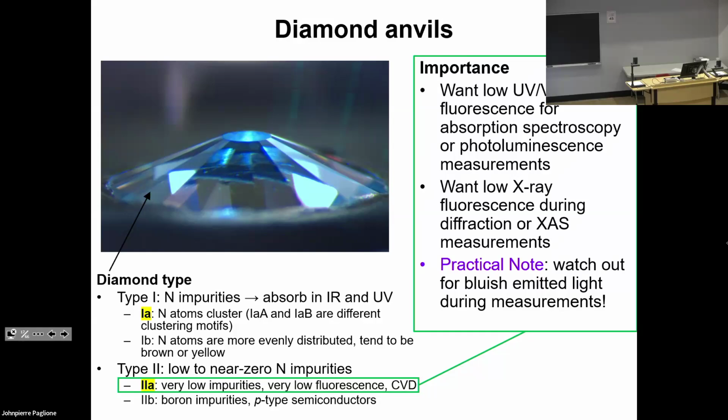Overall, I would recommend, if possible, for your diamond anvil cells, try to go with type 2A. The reason for that is it's only marginally more expensive than some of the other types, but it has such low impurity concentration that it has very low fluorescence. And so either in UV vis or some type of absorption spectroscopy measurements or photoluminescence or even X-ray measurements, diamond fluorescence can play a role. You might even see this by just seeing some blue glow of your diamond in an X-ray beam or in a high energy laser. So keep an eye out for that.